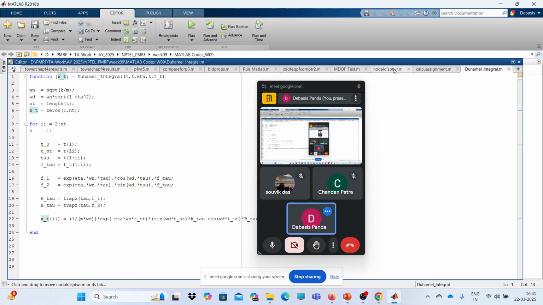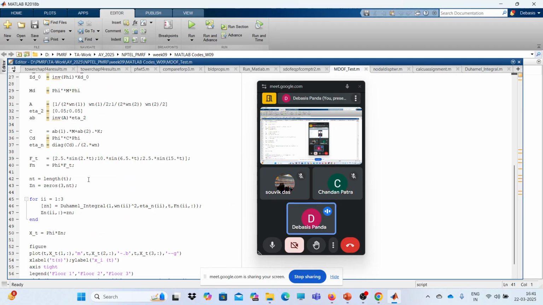So here we will precisely use that Duhamel integral. We will provide the omega n values, eta values and forcing function values, and it will provide me the Zn. Now once we have the Zn values, the physical response x(t) will be phi into Zn.